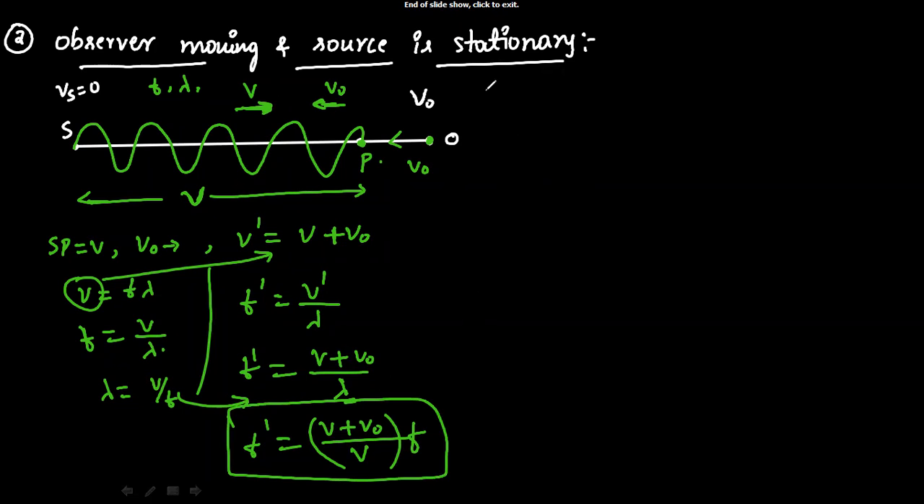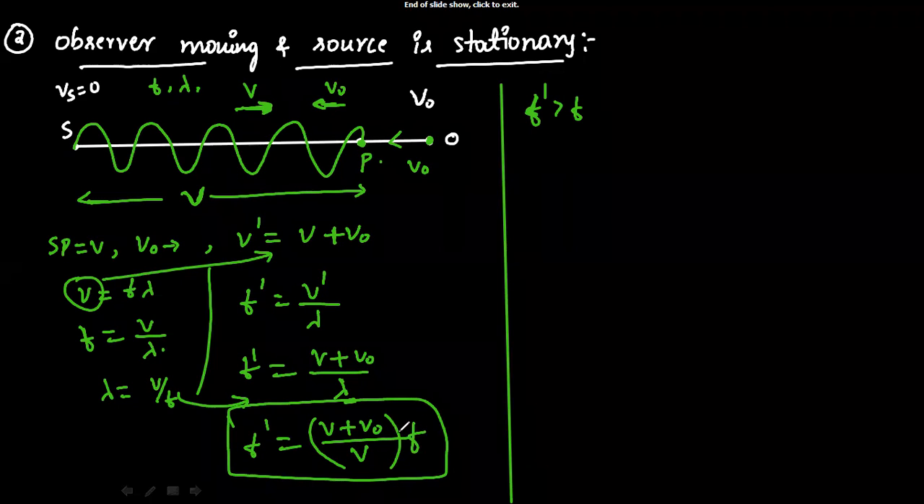So this is for when the velocity of the observer is given. If the velocity of the source is zero, when the source is at rest and the observer is moving towards the stationary source, then we get the equation f dash equals v plus v naught divided by v, into f. Here the value of f dash is always greater than f, because v plus v naught by v is greater than one, so f dash is greater than f.